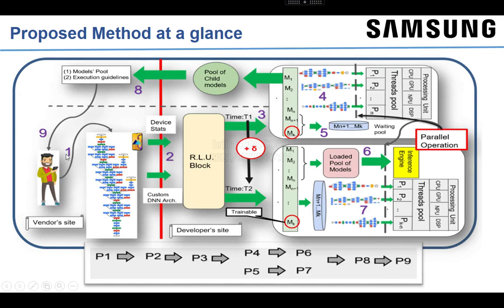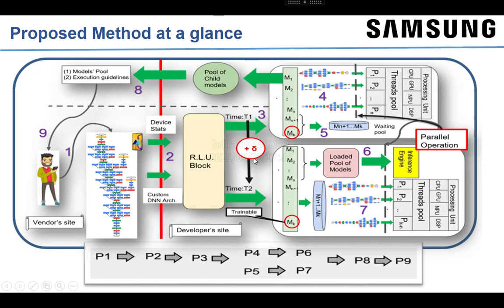The process initiates when the vendor provides the DNN model along with the device at P1. At process P2, the device stats, device state and the model architecture are delegated to the RLU block. At time t1, this RLU block decomposes, splits or modularizes the main model into k child models, whereas if there are n hardware threads available, then at process P4, n child models will be loaded and the rest of the models will be waiting in the waiting pool at process P5.